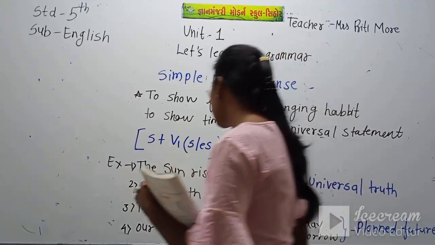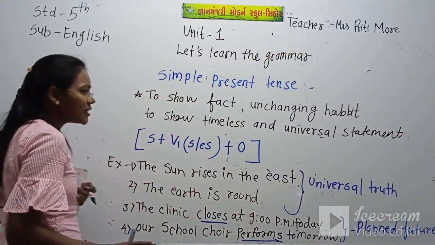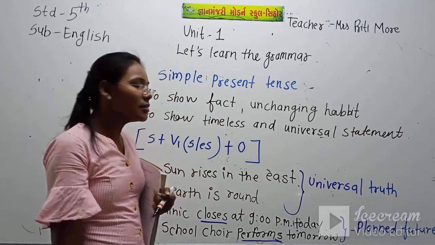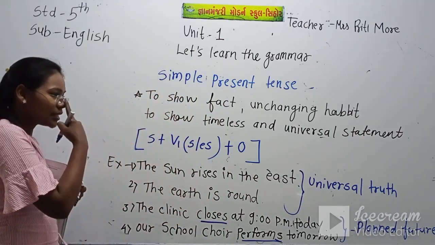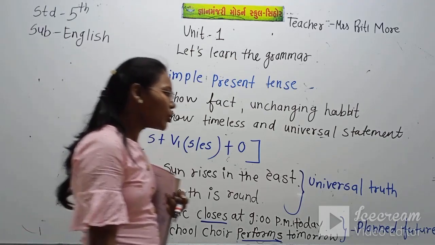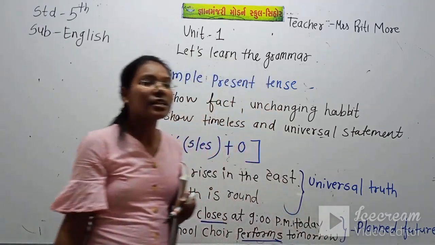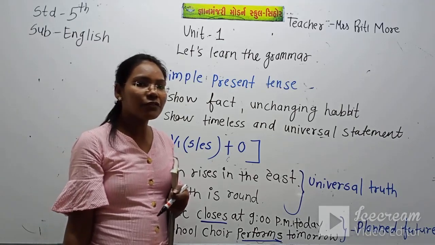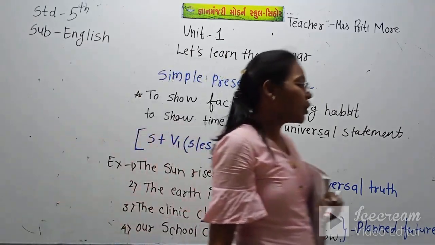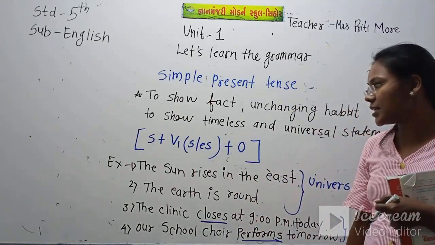This first and second sentence tell us the universal truth, and to show the universal truth we use simple present tense, and this third and fourth sentence is showing the planned future action. That's why to show the planned future action we use simple present tense. You note down these 4 sentences in your notebook.